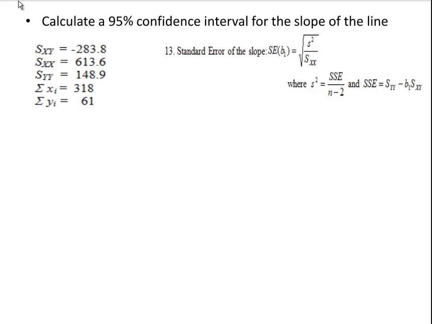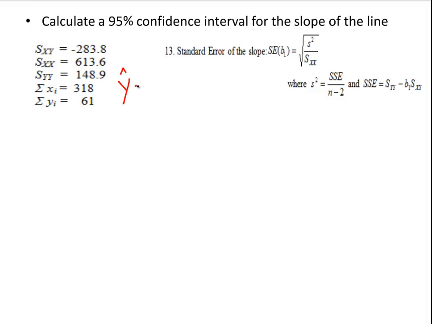So this is the last part of the 2011 linear regression question. This is question 4 from 2011 for business statistics. Calculate a 95% confidence interval for the slope of the line. So first off, let's just remind ourselves what the slope of the equation was.